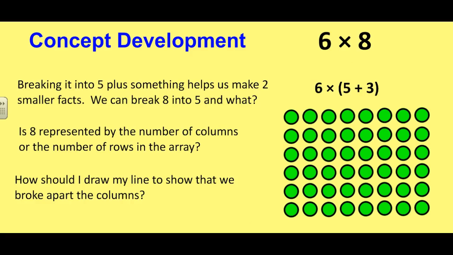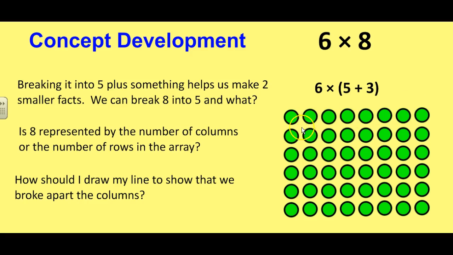So we're going to break our 8 into 5 plus something because we've always worked with our 5s and it helps us solve it easier. So you can see right here that I'm keeping my 6 the same, but in parentheses I have 5 plus 3 because I broke my 8 into 5 plus 3. So you've got to look at this array. And since this is 8, we've got to figure out where we are going to draw our line to break apart the array. So do I have 8 rows in this array or do I have 8 columns?